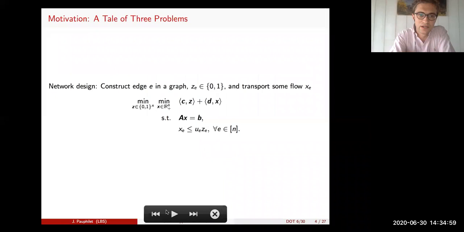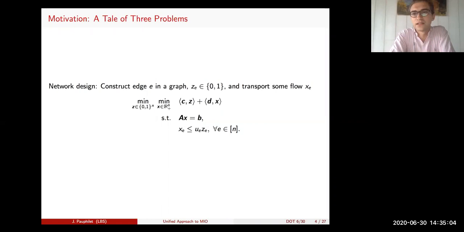Finally, another example of problems that share the same structure is the network design problem. Here you have a graph and you want to construct some edges. The binary decision would be whether or not to construct the edge. And then once you have the complete graph with the new edges, you solve a transport or min cost flow kind of problem. xe here would be the flow that goes through edge e. So again, a mixed integer linear objective, if you assume linear transportation cost, and constraints that are the standard flow conservation constraints, Ax equals b, plus big M constraints, again xe less than ue times ze. The ue can be capacities on the edges, and those constraints enforce the relationship that no flow can go through an edge that has not been constructed.